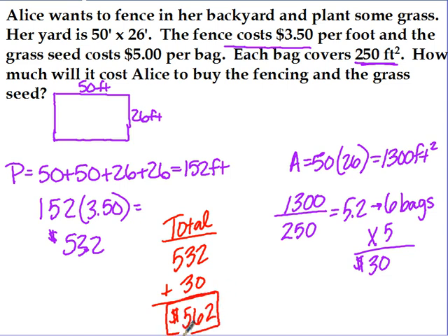Okay? So again, draw your picture first, figure out whether you need to be finding area or perimeter, and then really just multiply by the cost to find the cost of it. If you have any questions on this, you can watch the video again or feel free to ask me any questions.